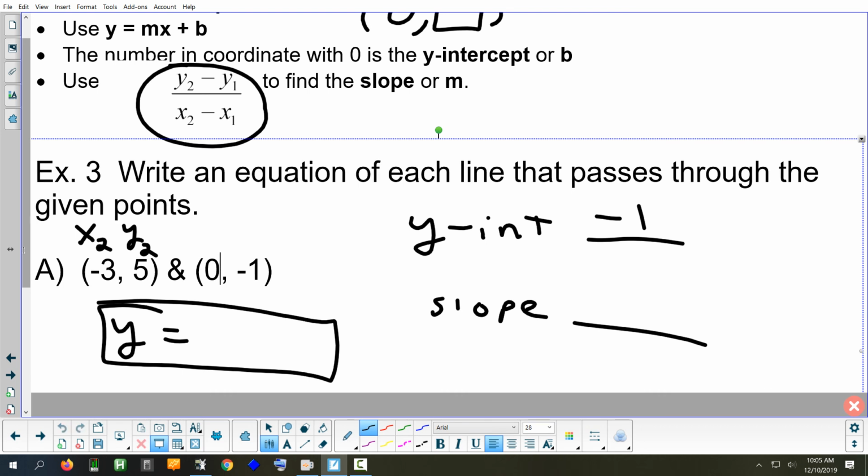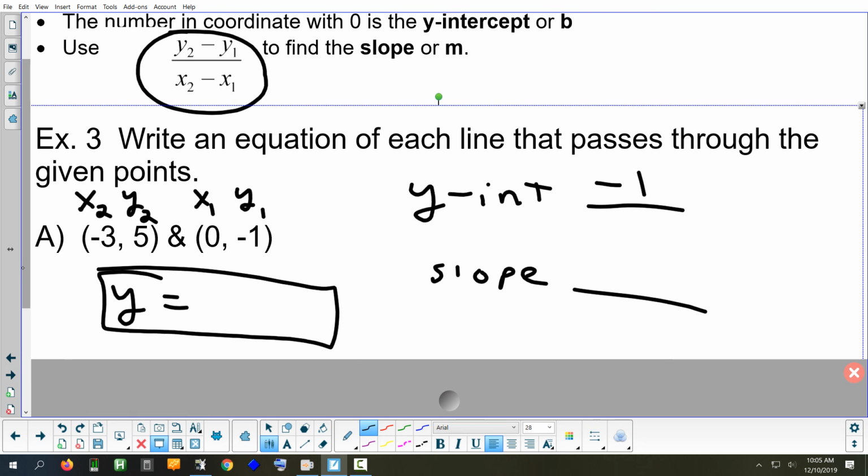How about the 0? Is that an x or a y? X, and it has to be which one? It's got to be x1. And Tristan, the -1? y1. It's got to be y1. So now, carefully, we're going to fill in those 4 numbers into that formula and see what we get.